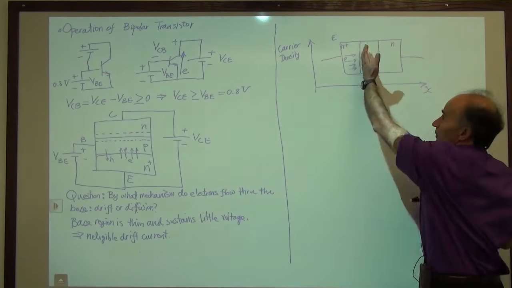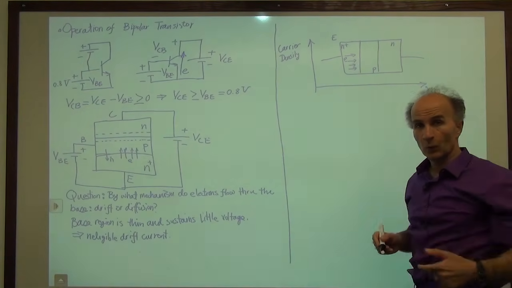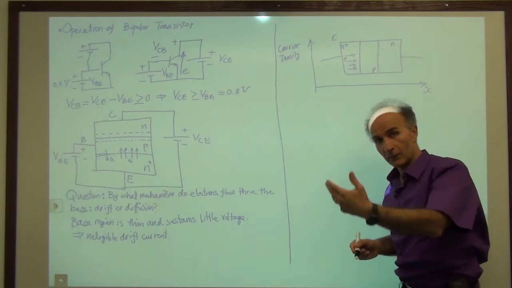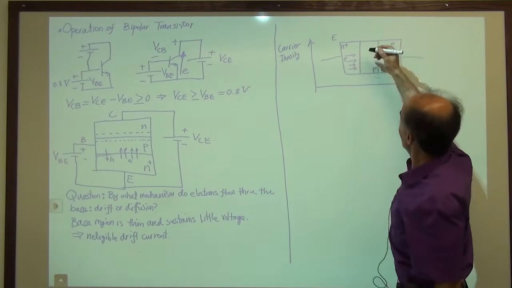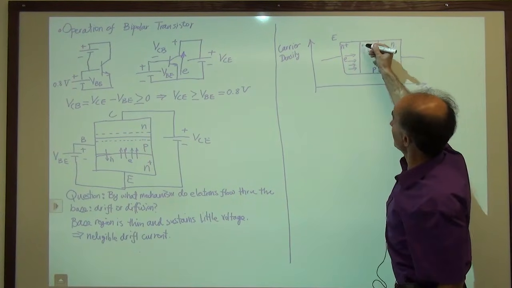So on the left edge of the base, what do we know? Well, electrons are pouring into the base from the emitter area. So we have a high concentration of electrons at this point.